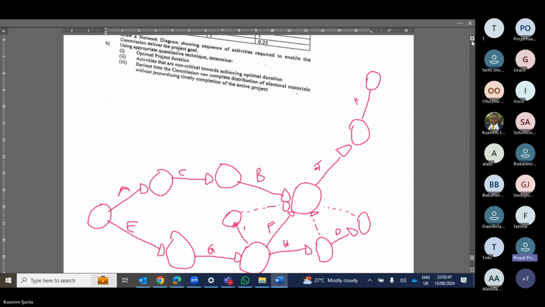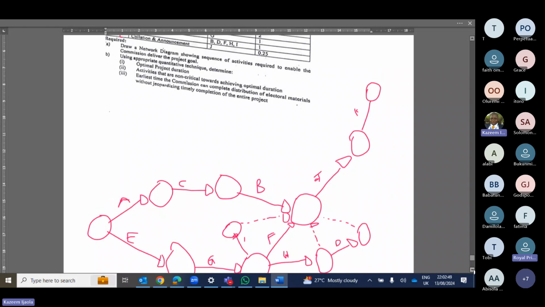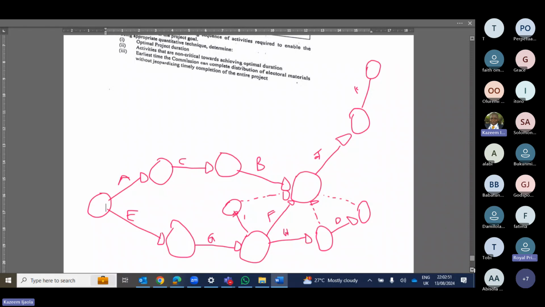Ojobo said dummy is useless. Dummy is not useless. It's just that you are using dummy to connect I and J. Meanwhile, we are supposed to take our eyes off that dummy completely.